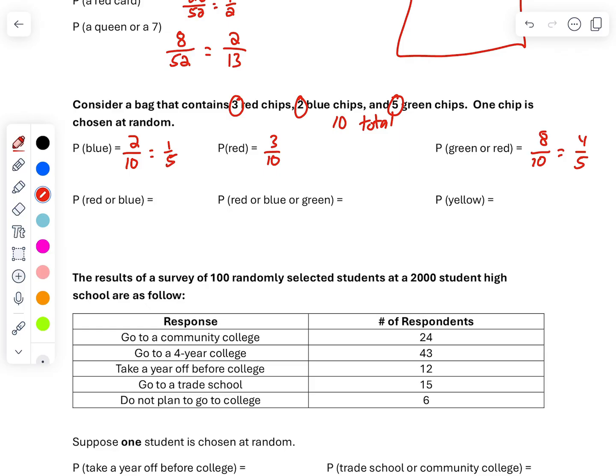Probability of red or a blue. We have 3 red and 2 blue. So that's 5 out of 10, which is 1/2. Probability of red, blue, or green. So that's all of them. So there's a 10 out of 10 chance, or 100% chance of choosing one of them. And then lastly, probability of yellow. Notice there are no yellows to be chosen. So there would be a 0 out of 10 chance of choosing yellow, or it's a 0% chance. It's impossible to choose a yellow chip from that.